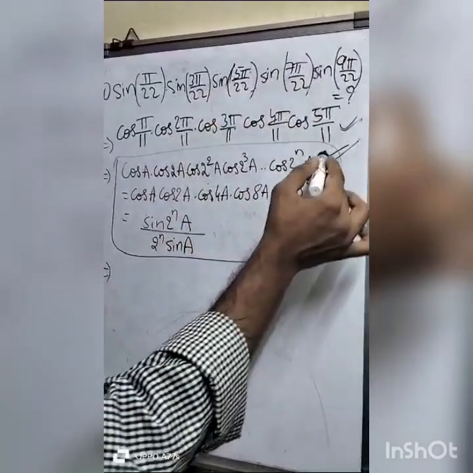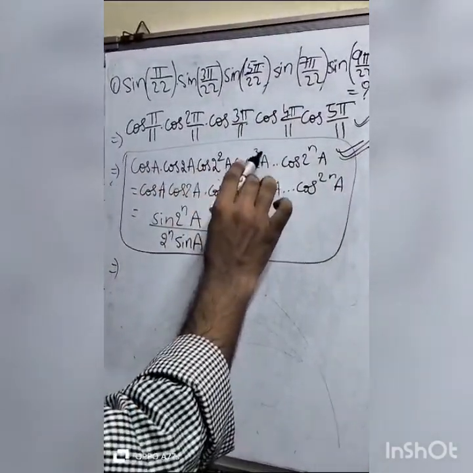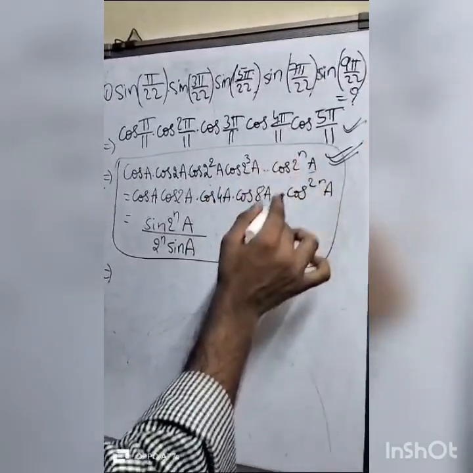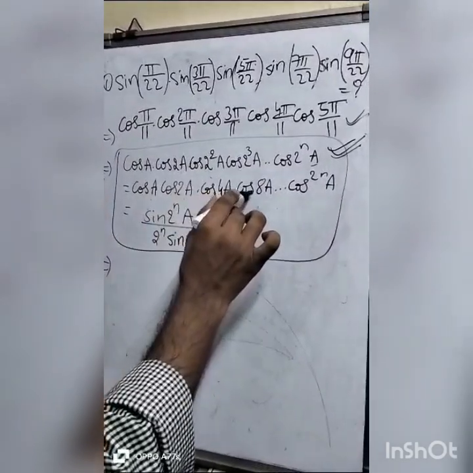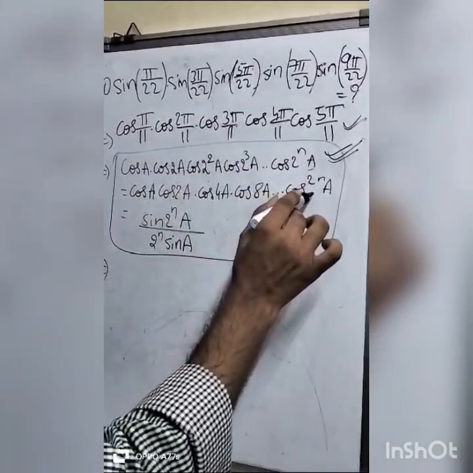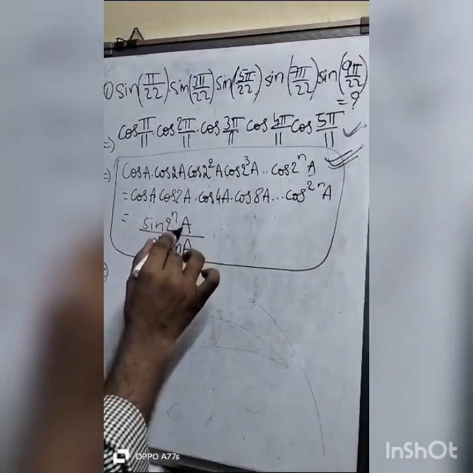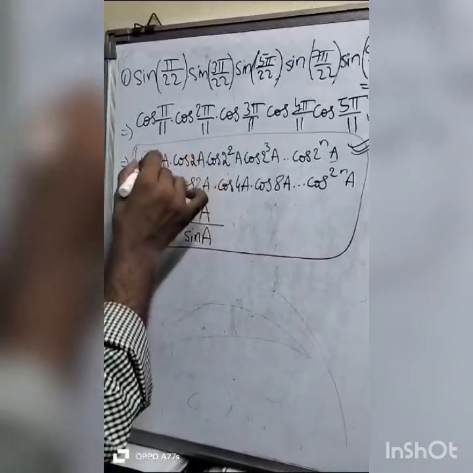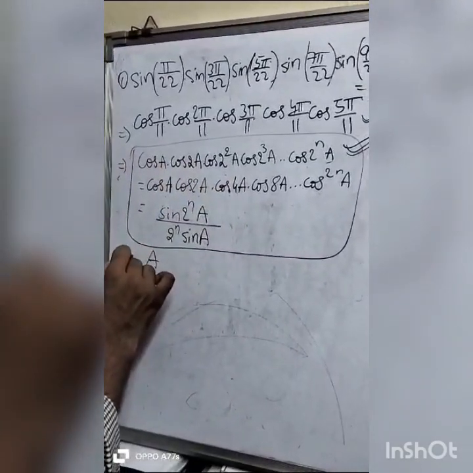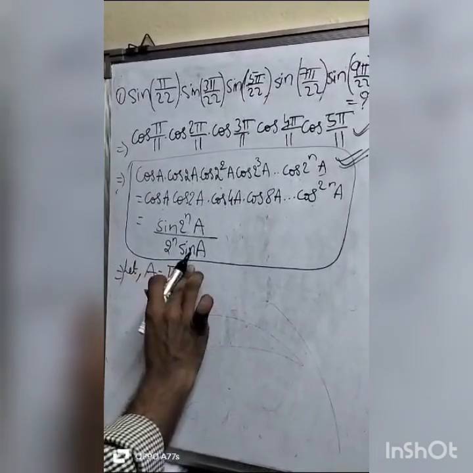After this we should know this formula: cos a into cos 2a into cos 2 square a into cos 2 cube a and so on up to cos 2 power n a, or it can be written as cos a into cos 2a into cos 4a into cos 8a and so on, can be written as sin of 2 power n a by 2 power n sin a. With this I will take a note that let a is equal to pi by 11. I assume like that.